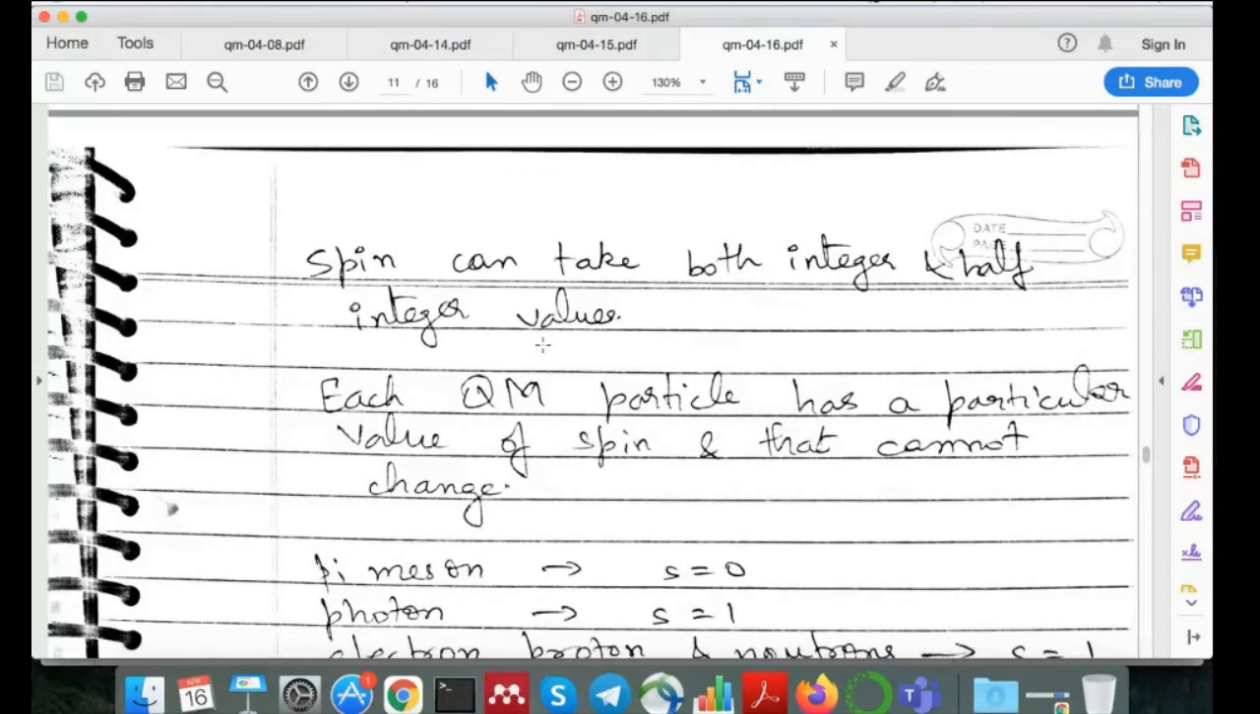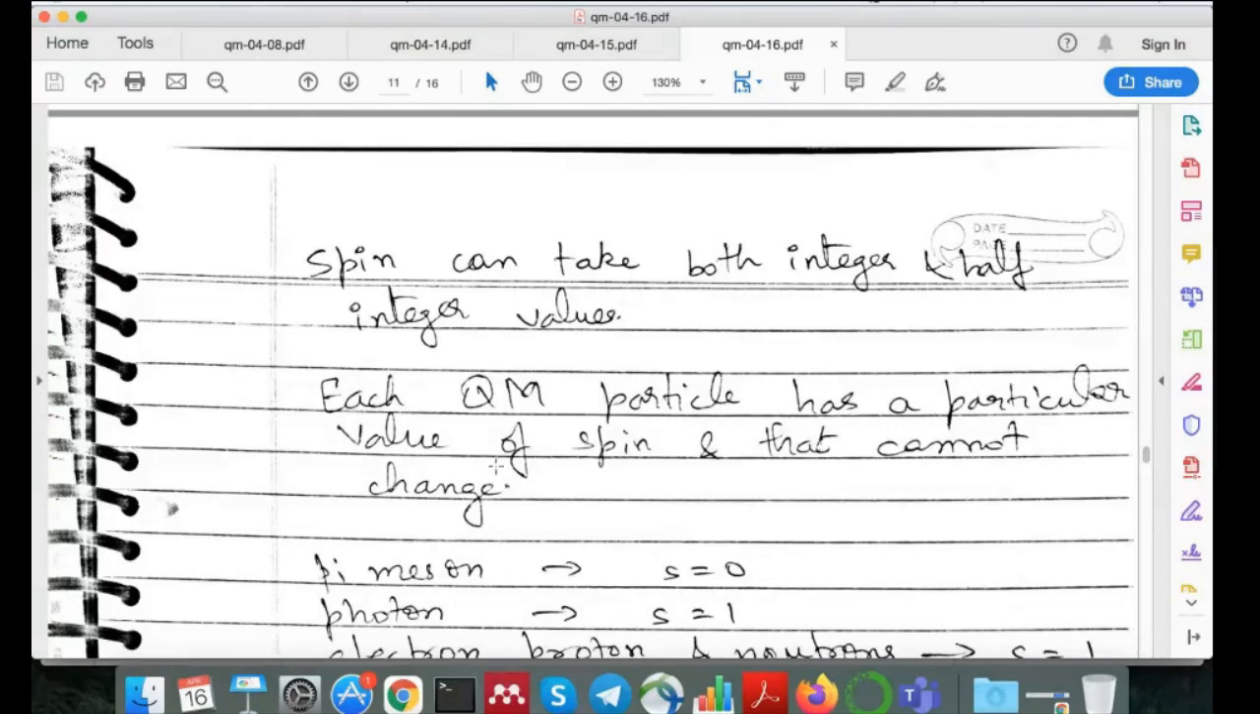But spin is something that cannot change. For an electron, S is 1/2, and it is always 1/2. No matter what energy level you go to, S is always going to be 1/2 for an electron. Similarly, for a photon, S is equal to 1. No matter how much energy you give, S is always going to be equal to 1. There is no transition from S equal to 1 to something else. So spin is always the same and fixed for every particular quantum particle. That is the difference between spin and your orbital angular momentum. This is one of the major differences.